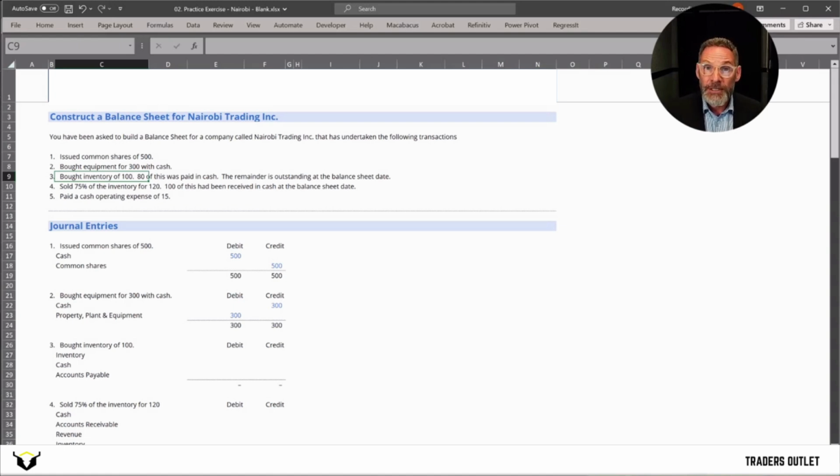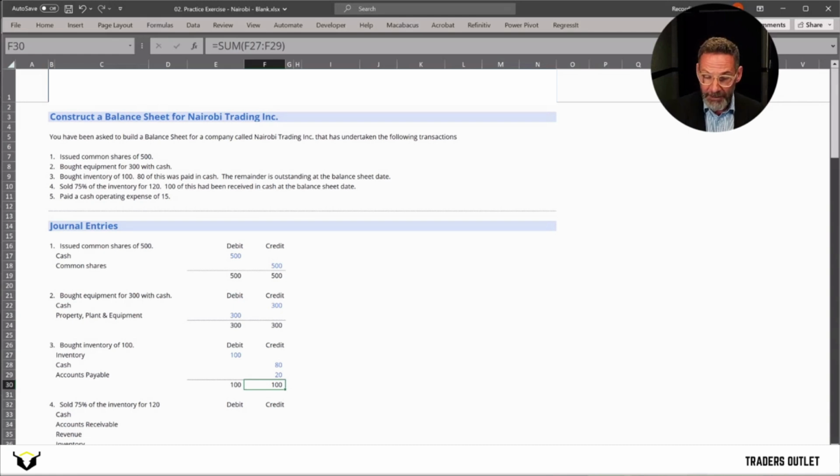So let's do this transaction. We're going to start with cash. Now we are decreasing an asset, which is cash, so that's going to be a credit. We're buying inventory, so we're increasing an asset, so that's a debit of 100. And we have to deal with that 20 that we owe to our suppliers. Remember, that's a liability. We're increasing a liability, so we know that's a credit. And we also know it has to be a credit for the journal entry to balance, and that's accounts payable.